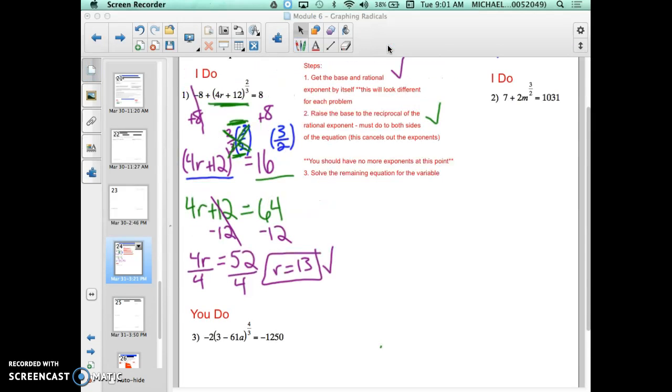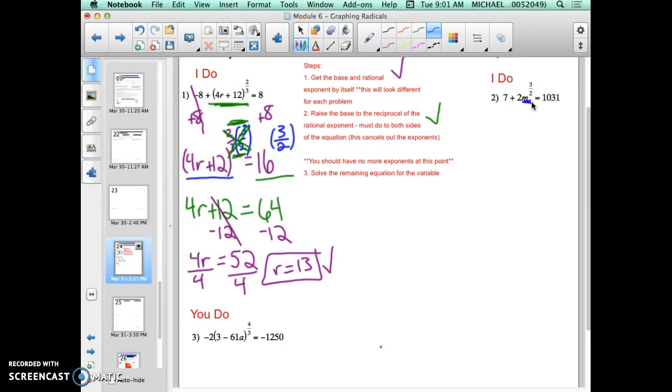Next example, before you try one on your own, I'm just going to go through the steps again just to show you the process. First step is to get the base and rational exponent by itself. And again, I've already discussed this. The base, this is the biggest part of this, is to identify the base and rational exponent. Again, the base is only this m. Only the m is being raised to the 3 halves. So I have to kick out everything else on the left side before I can do step 2.